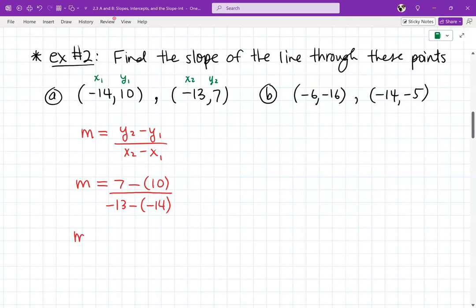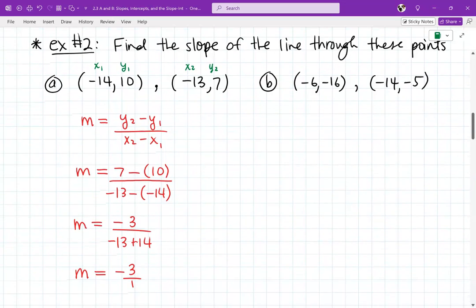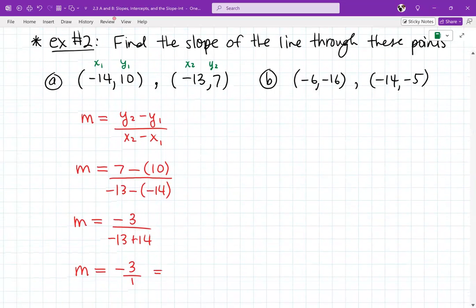So on top, 7 minus 10 is negative 3. On the bottom, this is negative 13 plus 14. Well, negative 13 plus 14, that's a positive 1, right? So my answer is negative 3 over 1. Or if you just want to write negative 3, that's perfectly fine. Okay? I'm okay with that. But there's your answer. I like doing slope like this as well.